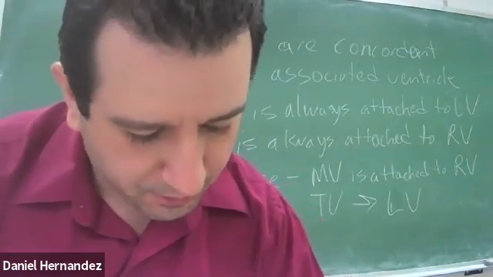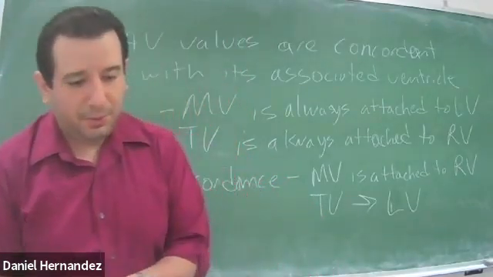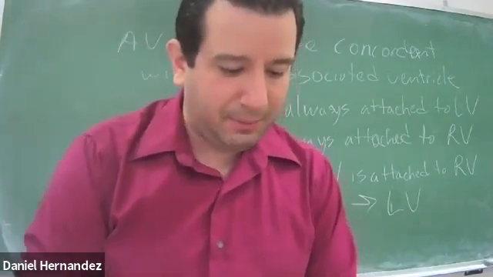So we know in terms of the great arteries, the aorta normally arises from the anatomic left ventricle. The pulmonary artery normally arises from the anatomic right ventricle.